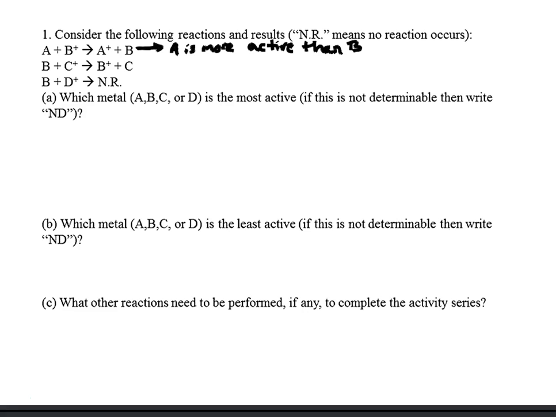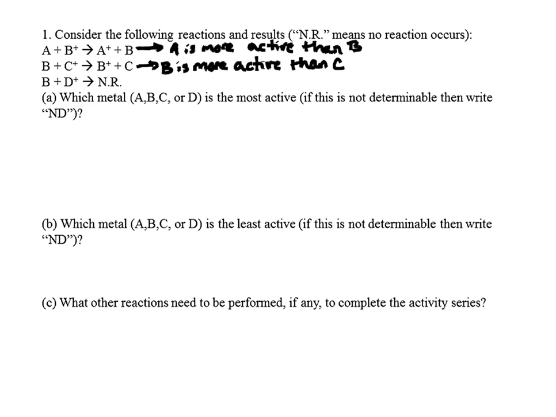I'm sorry, A wants to get rid of its electron more than B does. So A gives its electron away to B plus, so that B is going to be the metal. So in terms of their metallic states, A and B, A is less stable than B as a metal. A plus is more stable than B plus as a cation, because those are the products that form. The products are more stable than the reactants. A is more active than B.